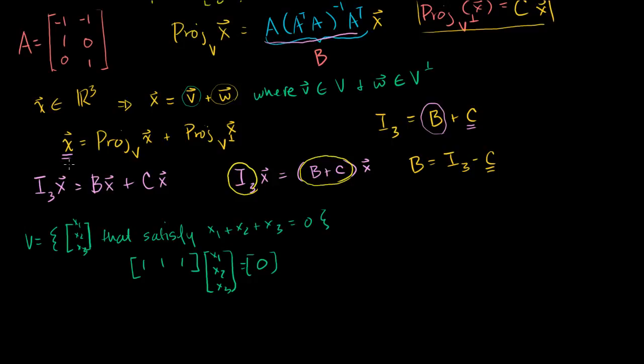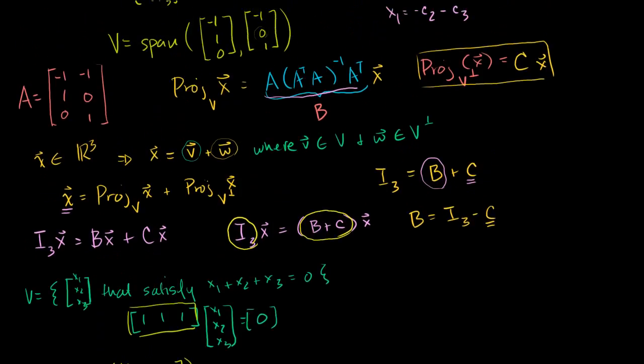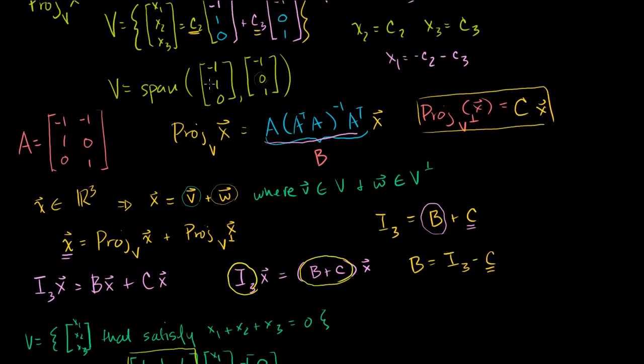Now, all of the x's that satisfy this right here, what is that? This is saying that V is equal to the null space of this matrix, right? The null space of this matrix is all of the vectors that satisfy this equation. So V is equal to the null space of 1, 1, 1. Up here, we figured out V in the traditional way, as the span of these things, but now we know that's the same thing as the null space of 1, 1, 1. These two statements are equivalent.